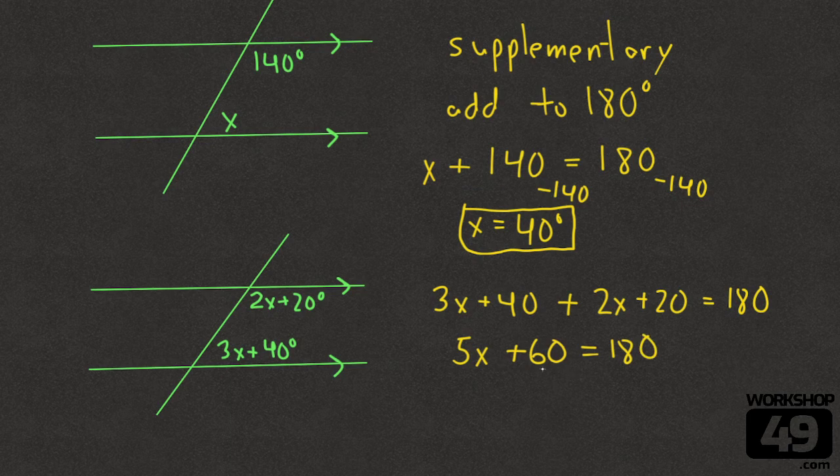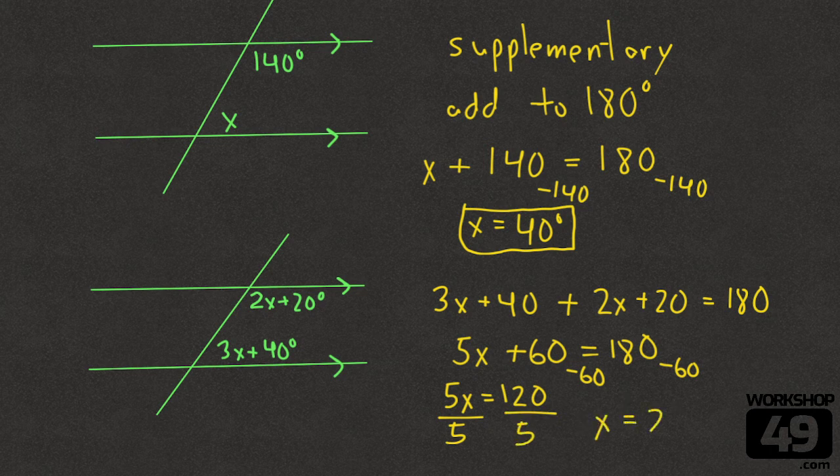We're going to get rid of the 60 by bringing it over. Subtract 60. Subtract 60. 5x equals 120. We're almost there. We want to get this x all by itself. So we divide by 5, and for our final answer, we get x equals 24 degrees.